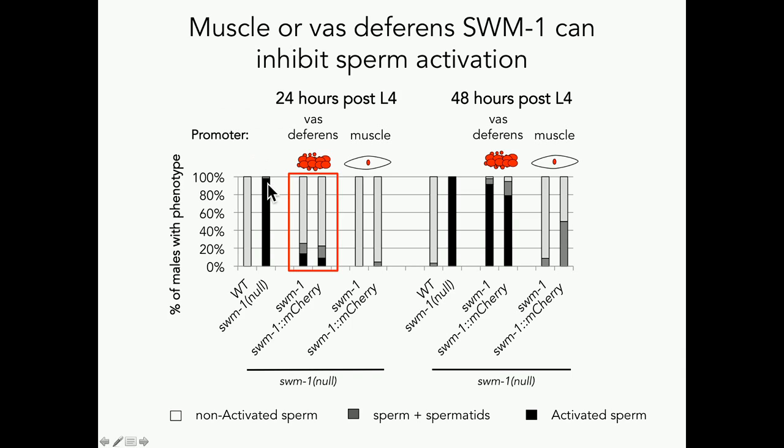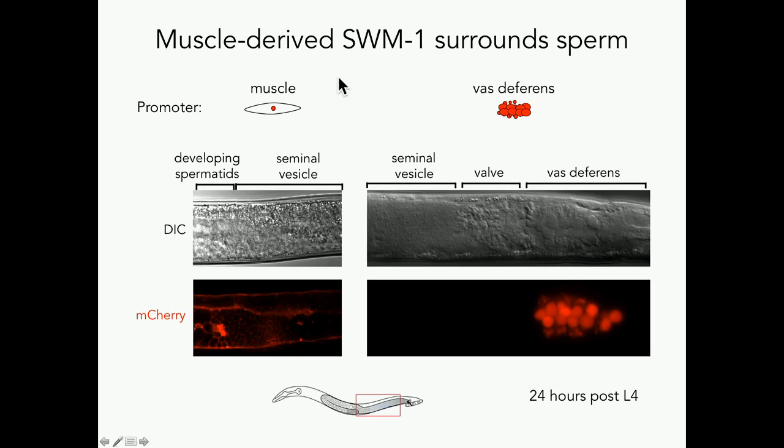We can see that vas deferens derived SWM-1 does rescue activation. However, it is not sufficient because if we look later at 48 hours post L4 in adulthood, it no longer rescues. And much to our surprise, SWM-1 derived from the muscle is sufficient to rescue activation. And consistent with this, muscle SWM-1::mCherry does localize to the seminal vesicle and surrounds developing spermatids, whereas vas deferens derived SWM-1 is not detectable in the seminal vesicle. We do believe that the rescue we see at this time point is due to SWM-1, and perhaps it's at levels too low to detect at this time point.